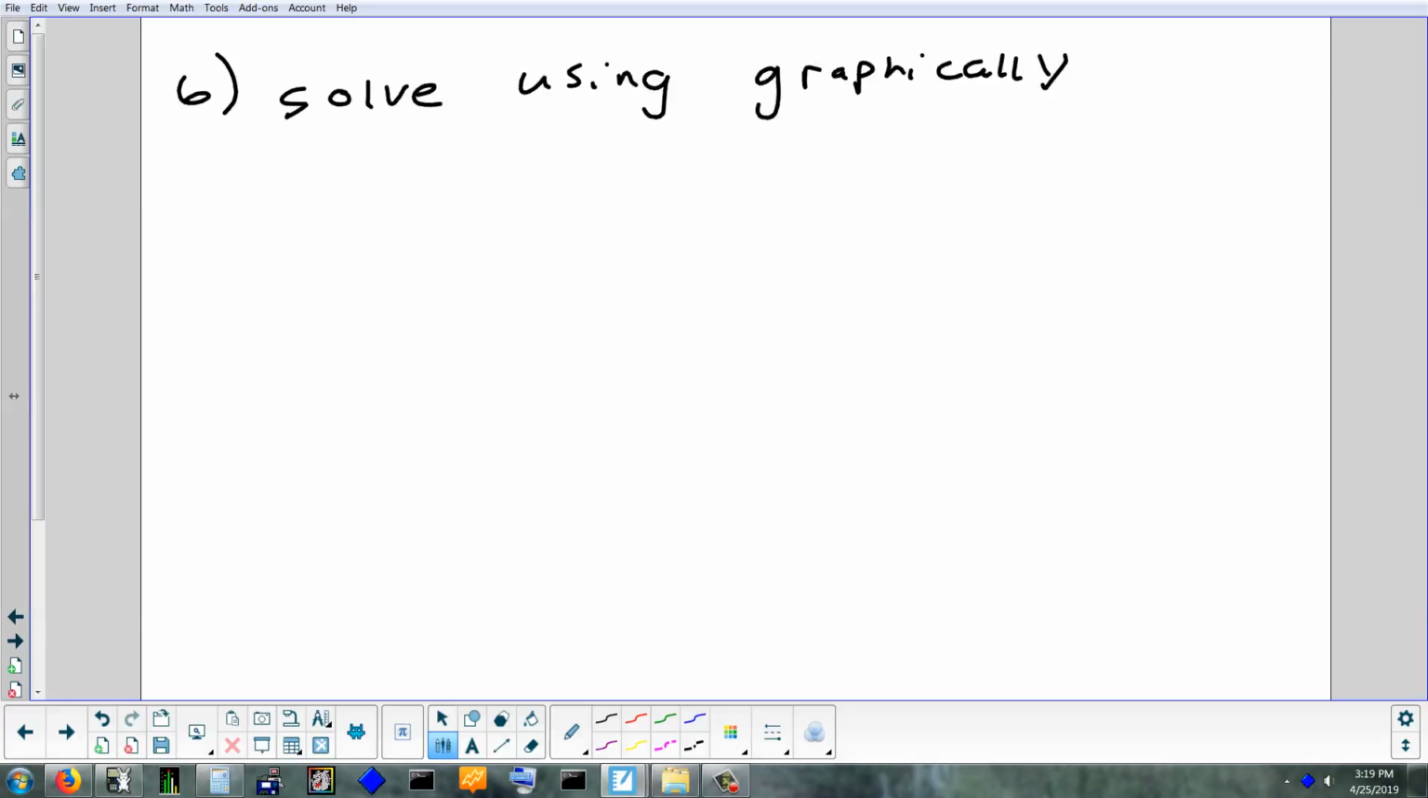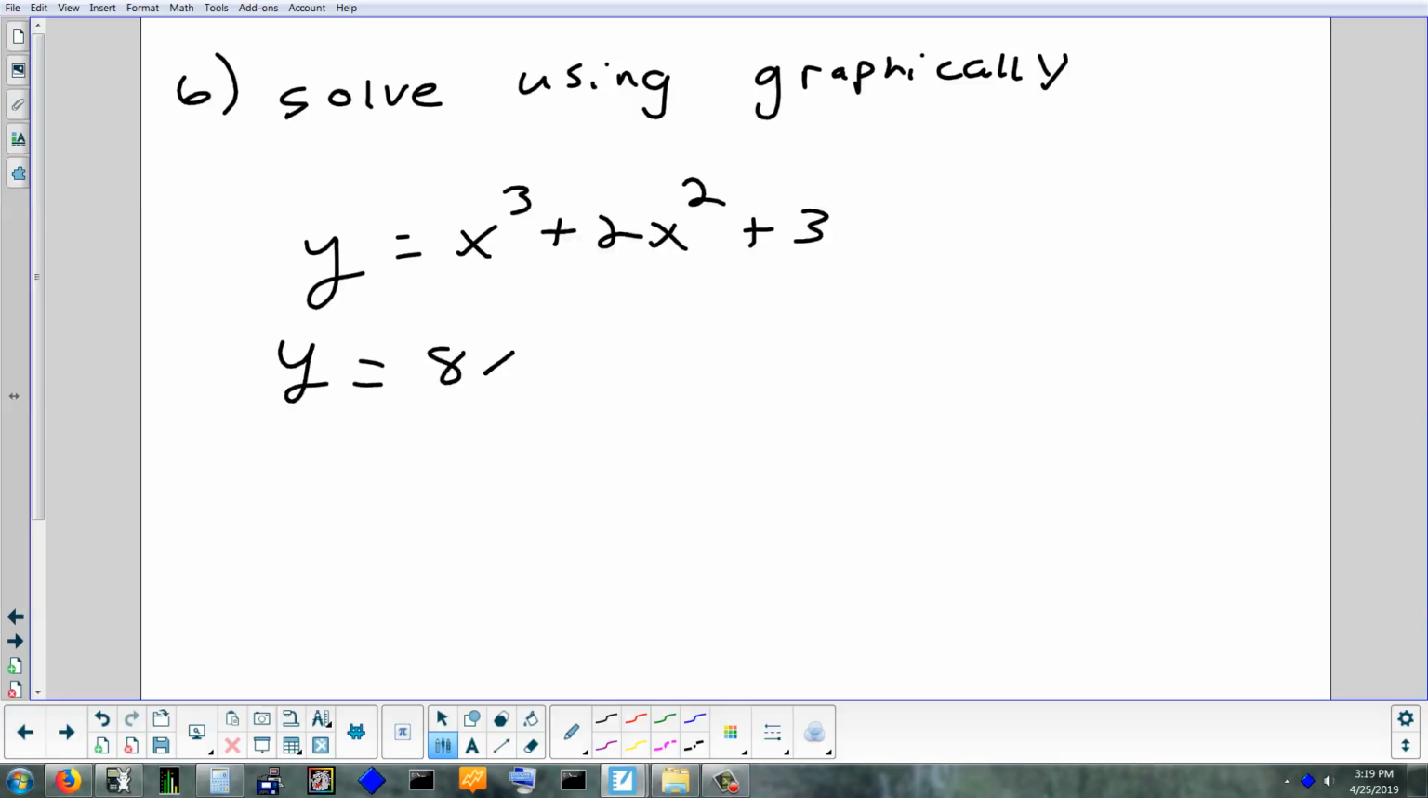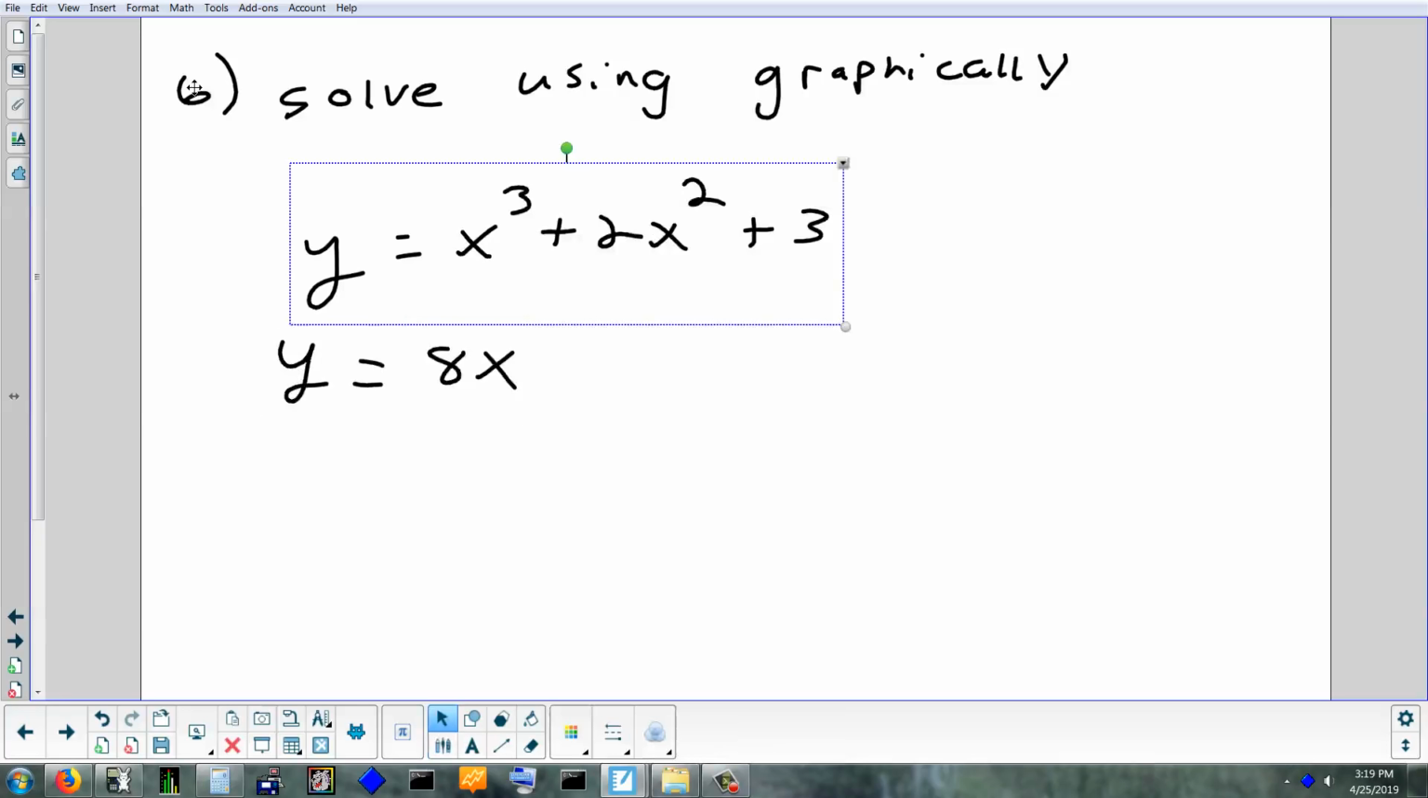Solve graphically. So let's say I gave you y equals x cubed plus 2x squared plus 3, and y equals 8x. That would be one that's really hard to do with substitution because it's a cubic equation. Even if you substituted in 8x for y, you'd have 8x equals a cubic. That could be kind of hard to solve.